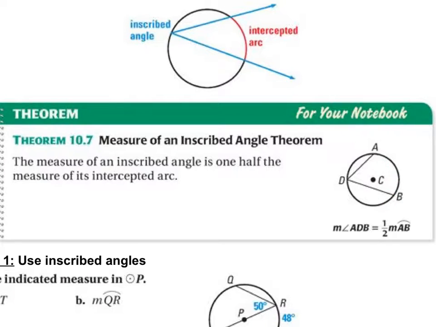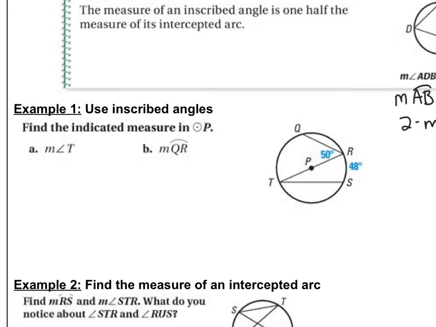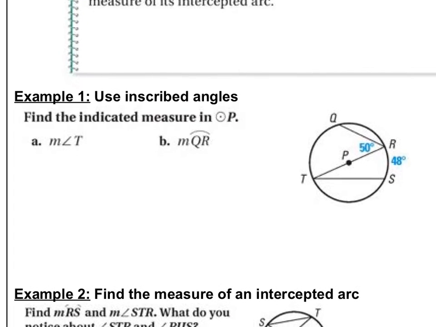Okay, just to kind of piggyback off of that, the measure of arc AB will be equal to 2 times the measure of angle ADB. So just think of the angle being half as big as the arc in that term. All right, so let's do a little math involved here with it.